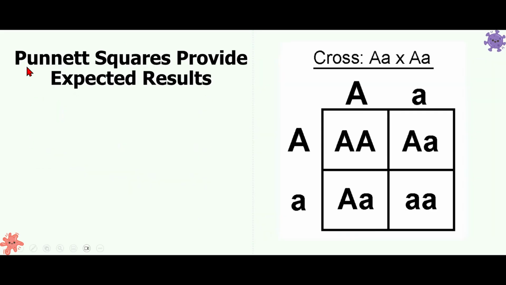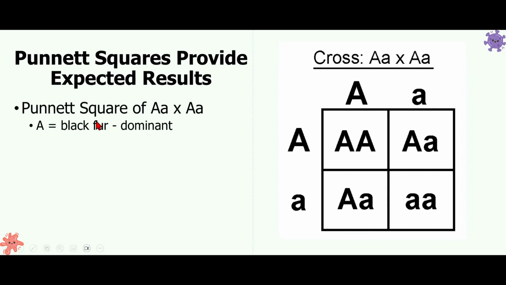So as I already mentioned, Punnett squares provide what we consider our expected results. So I'm just going to make up a story here to give some context. So let's do a Punnett square of capital A, lowercase a for, let's say, dogs and fur color. And so let's say that capital A is black fur, which is dominant, and lowercase a is brown fur, which is recessive.